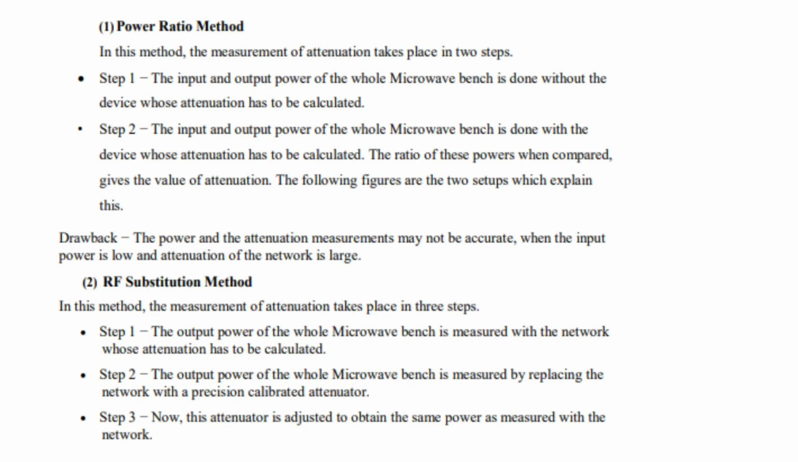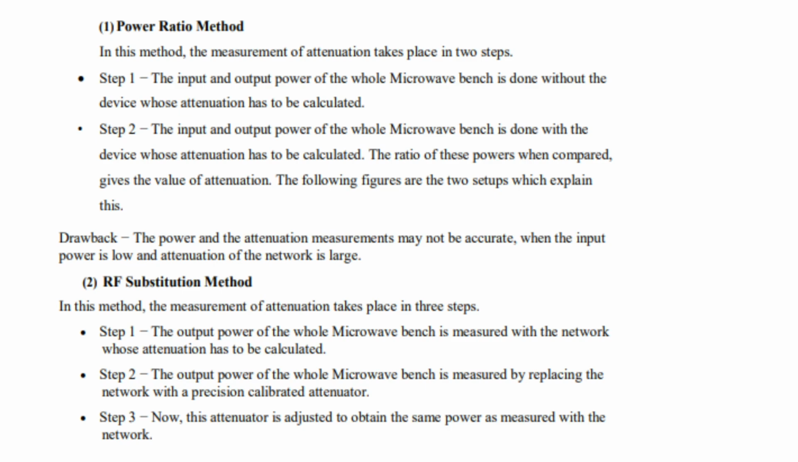In this method, the measurement of attenuation takes place in two steps. The first step: the input and output power of the whole microwave bench is measured without the device whose attenuation has to be calculated. The second step: the input and output power of the whole microwave bench is measured with the device whose attenuation has to be calculated, and the ratio of these powers when compared gives the value of attenuation. The following figures are the two setups which explain this.